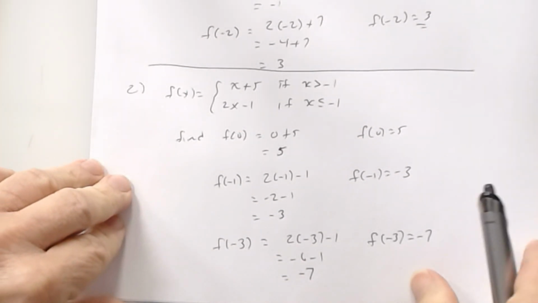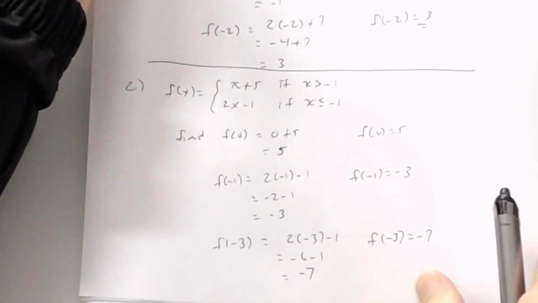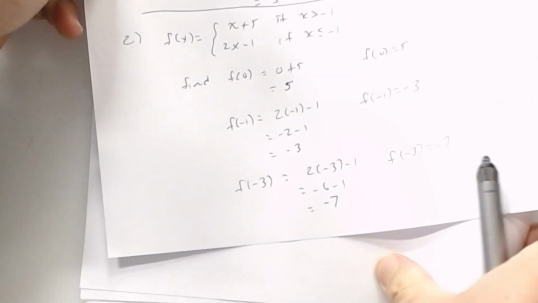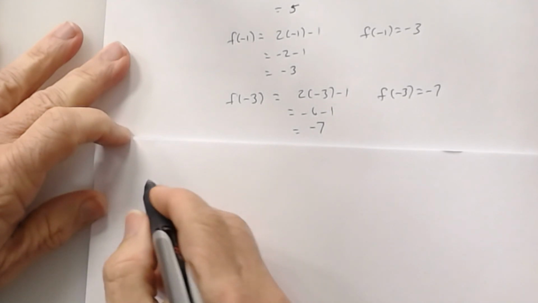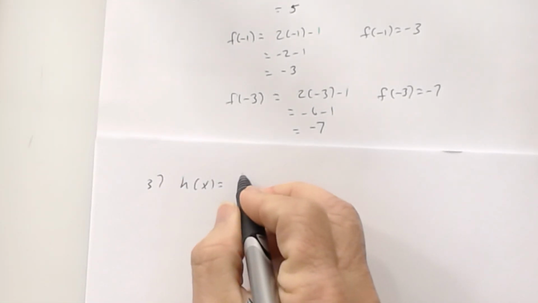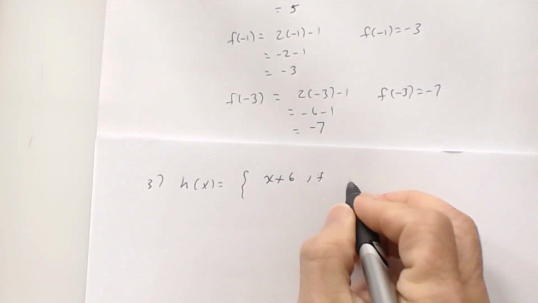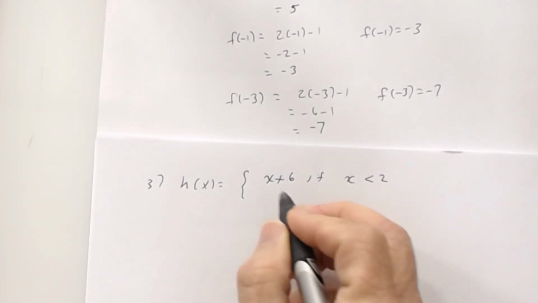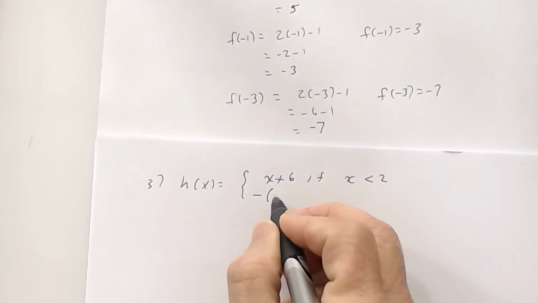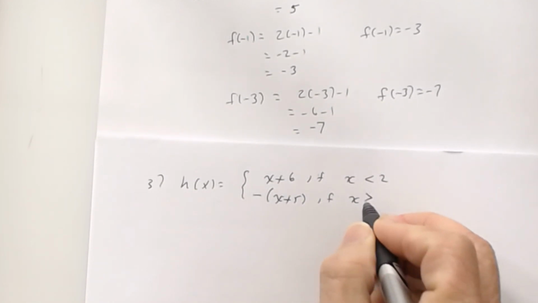Number 3. So evaluating these piecewise functions is not that difficult. It's one of the easier things you've done in here. Number 3, suppose we had this one. h of x equals x plus 6 if x is less than 2, and negative in parentheses x plus 5 if x is greater than or equal to 2.